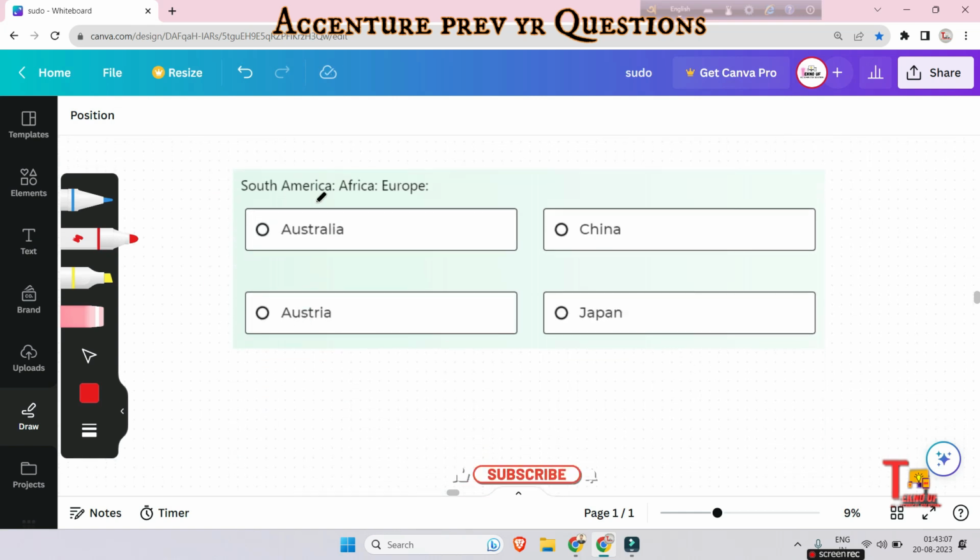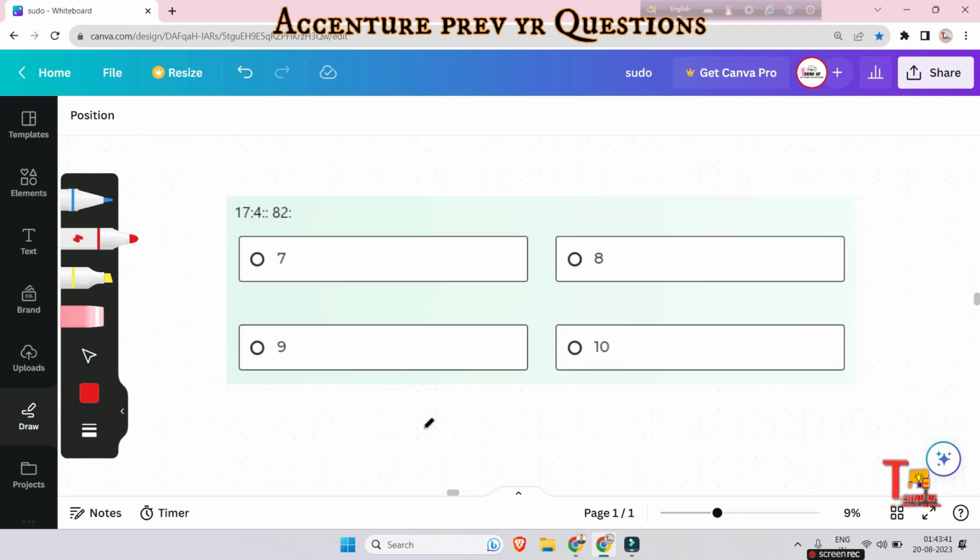So here, what is the relationship between them? South America, Africa, and Europe is to what? So what will be there? What is the relationship between them? Actually, they are all names of continents. South America, Africa, Europe, all are continents. So among the options, only Australia is a continent. So Australia will be the answer. Okay, let's go to the next question.